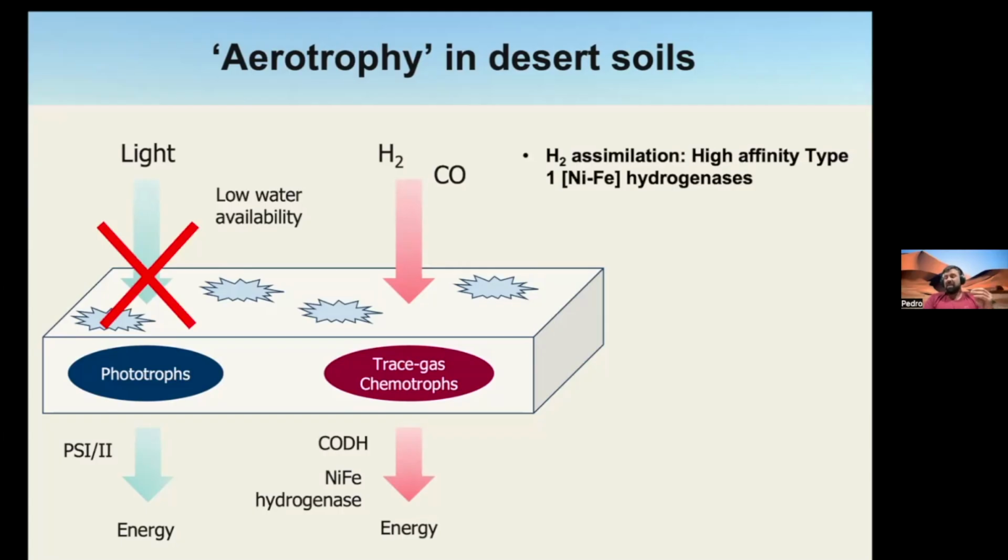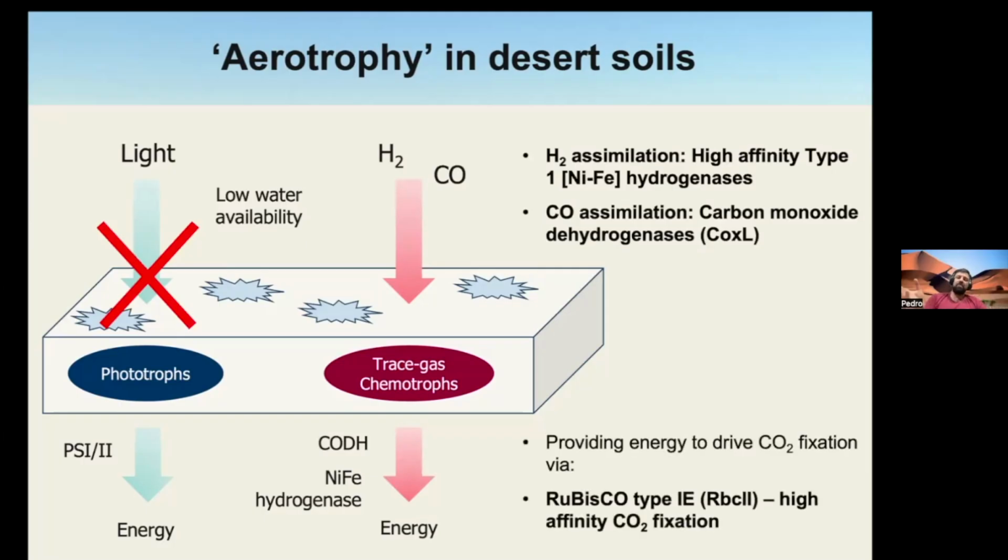more specifically high affinity hydrogenases that can capture hydrogen at very low concentrations, as well as carbon monoxide dehydrogenases, which people know about. And these would then provide energy to drive Rubisco CO2 fixation, right? So this is the paradigm shift that we started looking at.